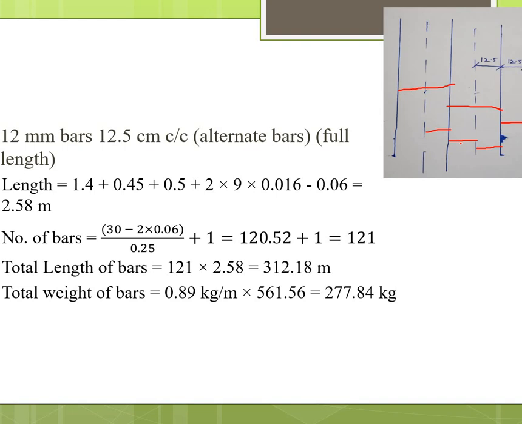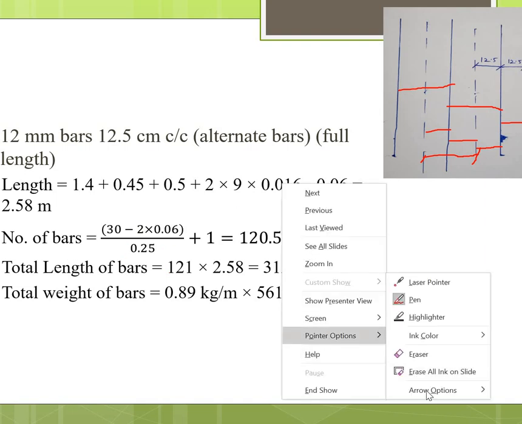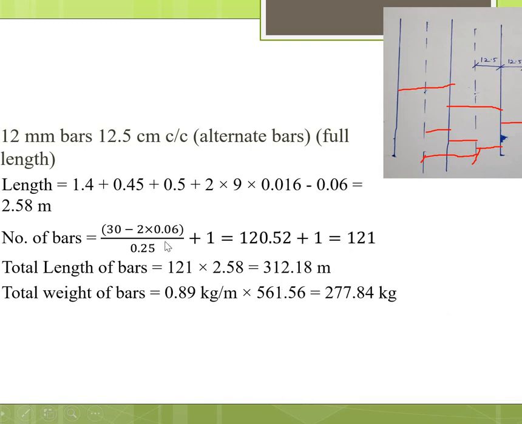Even though it's given as 12.5, actually on field the spacing is becoming 25. So when you find the number of bars here, you have to put the spacing as 0.25.